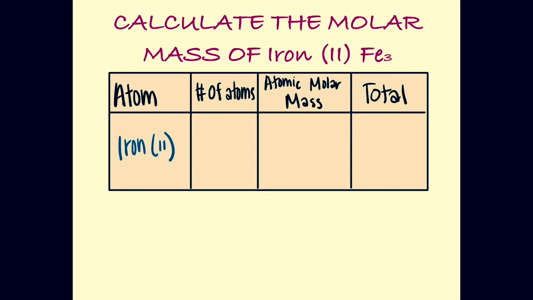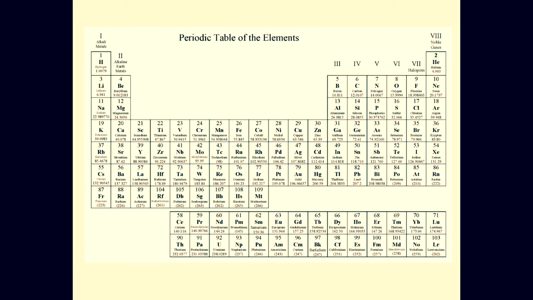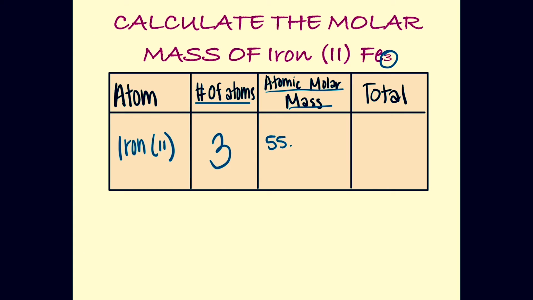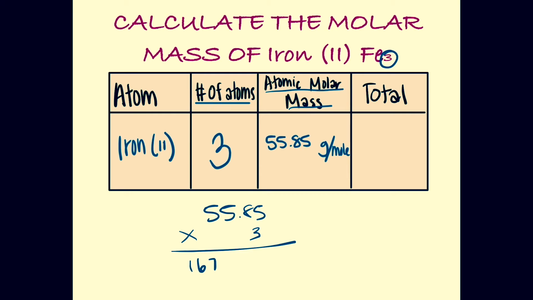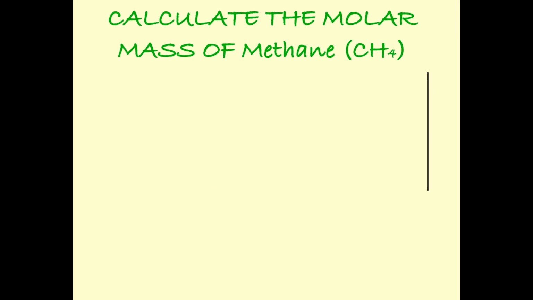So now we know that the atom is iron and the number of atoms equals 3. To find the atomic molar mass, we go to the periodic table and we find that iron is number 26 and the number we are given is 55.845, but we have to round to two decimal places and we get 55.85 grams per mole. And then now we have to multiply 55.85 times 3, and we get a total of 167.55 grams per mole. So the total molar mass of iron is 167.55 grams per mole.